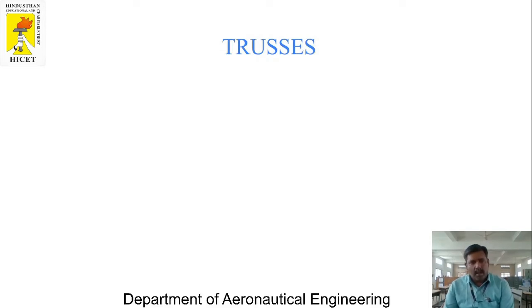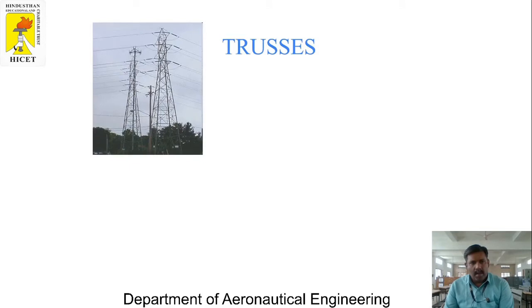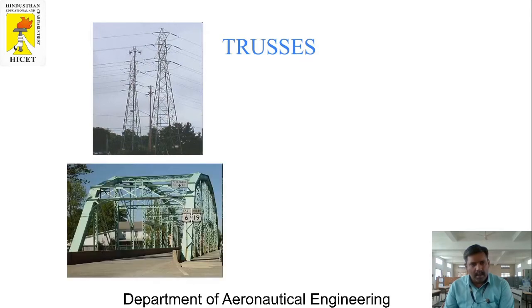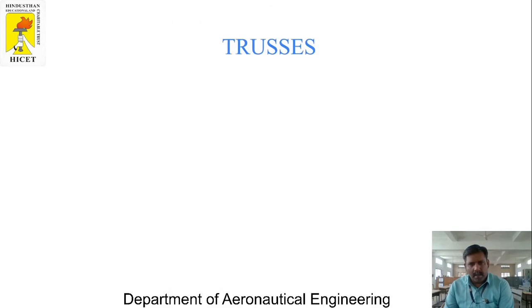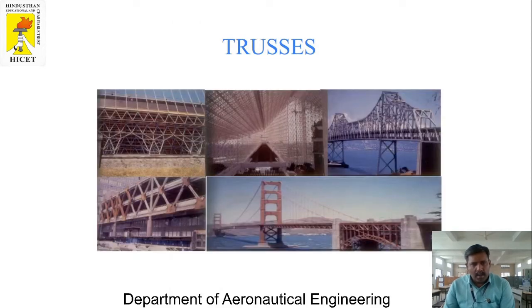A truss is a combination of members joined together to form a structure. So here we have some practical examples of different types of trusses: electrical towers and bridges, mobile towers and a stadium. And here we have some of the other examples of trusses.